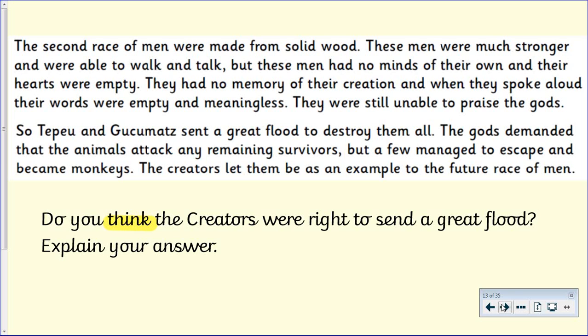Okay, the question we're going to have a look at today, which is very similar to one that you'll do independently, is: do you think the creators were right to send a great flood? Explain your answer. Now, reading skills is a bit funny because, yes, that is asking your opinion, but your opinion won't get a mark unless you back it up with a reason from the text. So I'm just going to demonstrate how we do that.